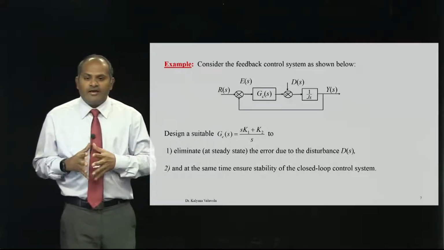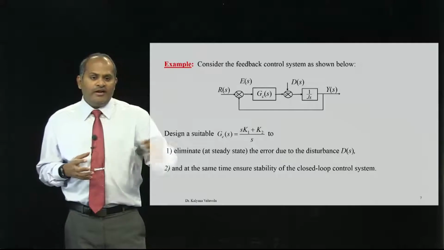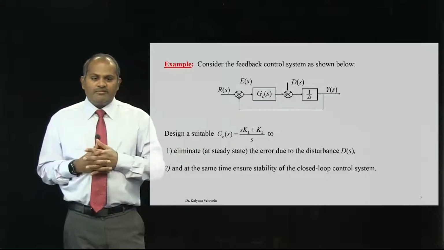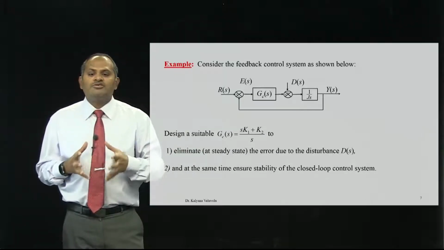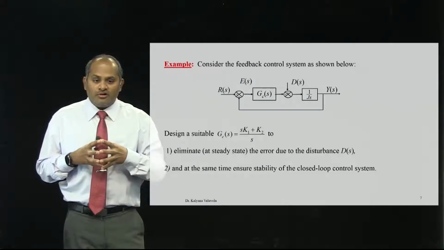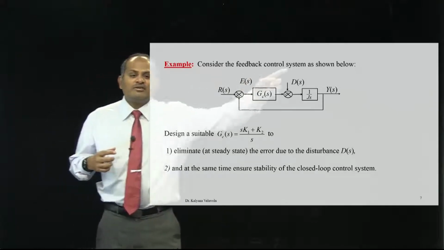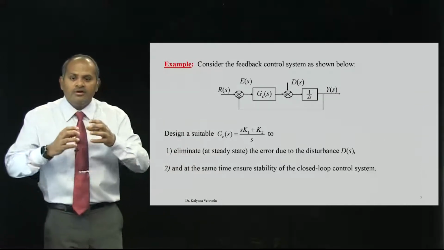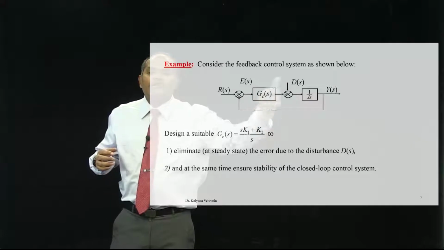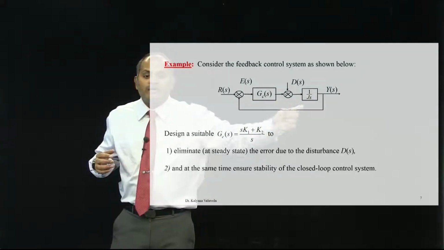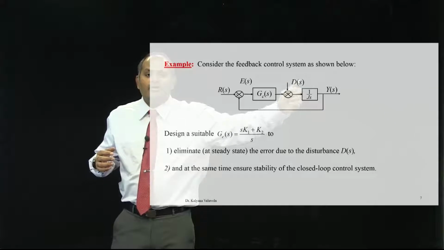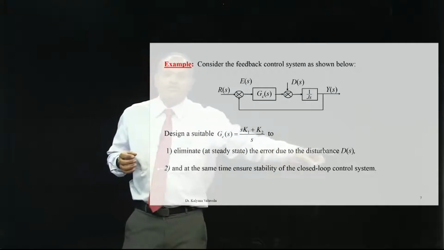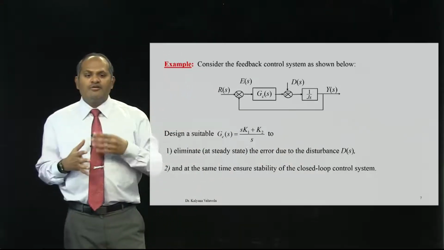So, in this problem I have two objectives: to find K1 and K2 such that this disturbance becomes 0. Although I have a disturbance, I want to ensure this disturbance has no effect on the output. Although I have this disturbance coming into the system, it should not have much effect on the system error dynamics. That means the disturbance should not be able to influence the output. So, eliminate the steady state error due to the disturbance D of S. I want to eliminate the error due to the disturbance.